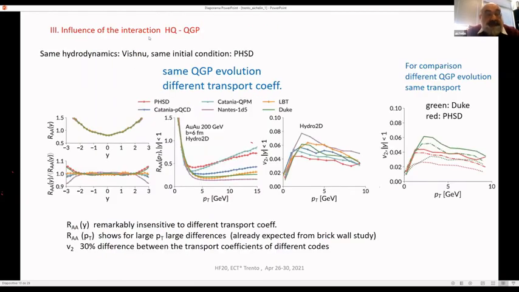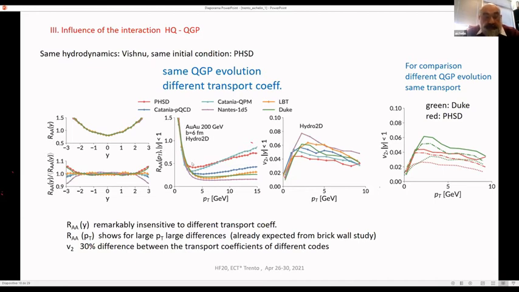Now, if we look at the influence of the interaction of the heavy quarks with the quark-gluon plasma, we have here now the same QGP evolution but different transport coefficients. So the only difference between these is now the transport coefficient. And we start out here again with the rapidity, where in the mid-rapidity region the RAA is rather similar as before.